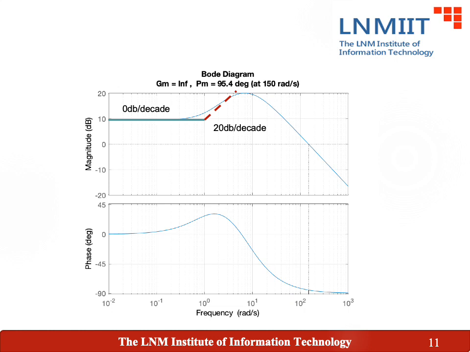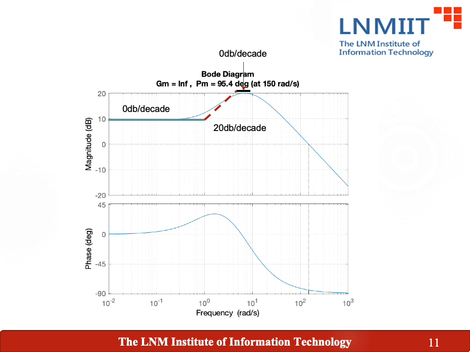And after that, we will see that the next corner frequency, which is 5 radian per second, is associated with the pole. Since the initial slope was plus 20 dB, the pole will reduce this slope by the amount of minus 20 dB. The net slope will be 0 dB per decade.